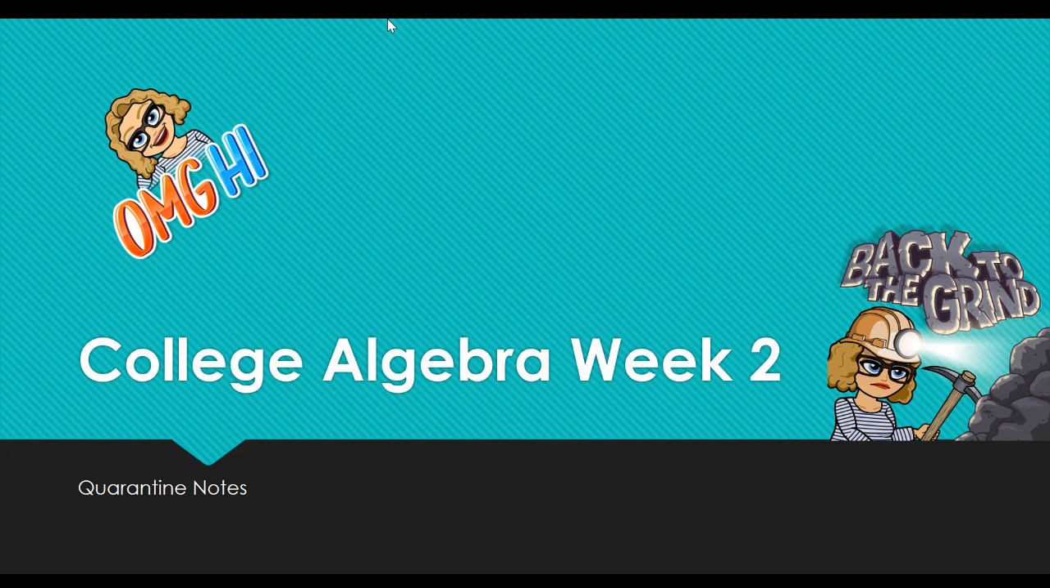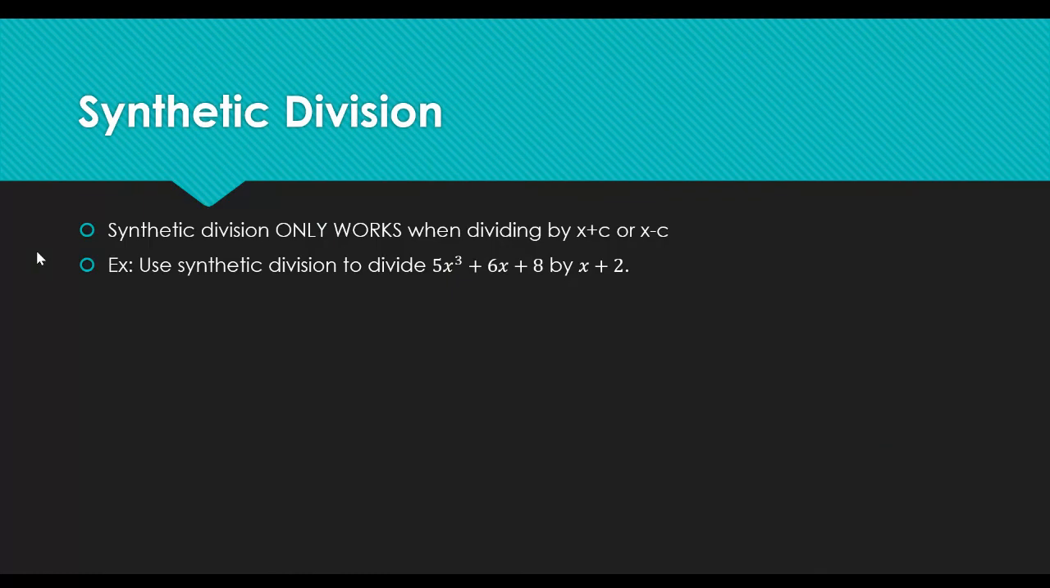So last week we did long division. There is a shortcut, but it doesn't always work. So that is what we're going to start out with today. It is called synthetic division, and you should remember this from Algebra 2, but synthetic division does not always work. It only works when you're dividing by x plus a number or x minus a number. So if you have an x squared or a 2x or anything like that, you can't do this. So it's a handy little trick.